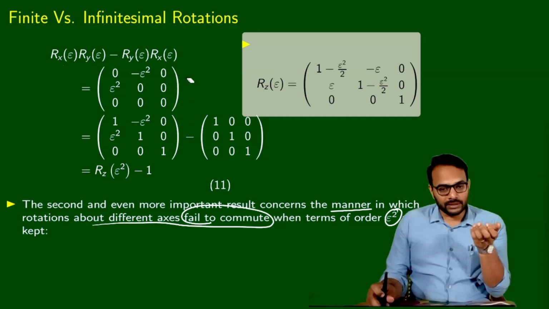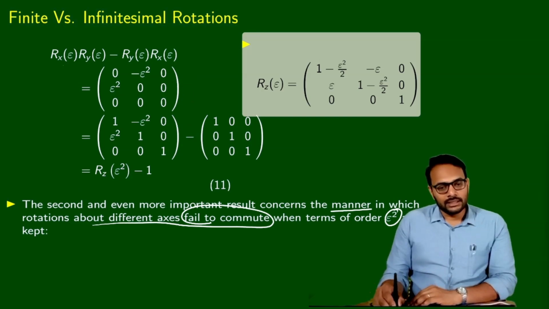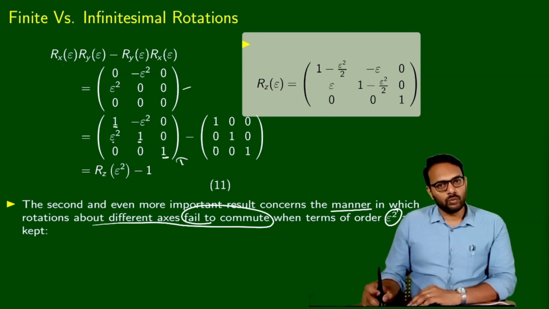But this matrix can be written as, if you look at this, we could insert a 1 along the diagonal, 1, 1, 1, and then subtract the identity matrix. So we could write this as the matrix 1 minus epsilon square, 0, epsilon square, 1, 0, 0, 0, 1. We have introduced a 1 along the diagonal elements. We just have to subtract out the identity matrix. So this is the same as this matrix minus 1, 0, 0, 0, 1, 0, 0, 0, 1.